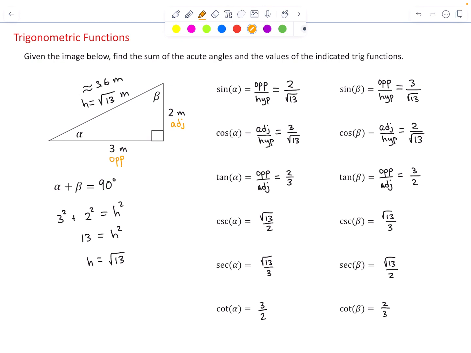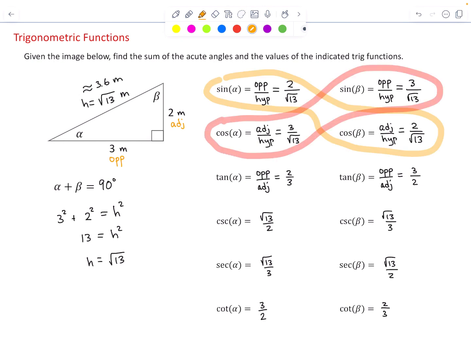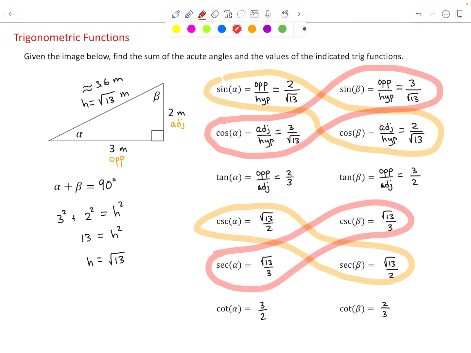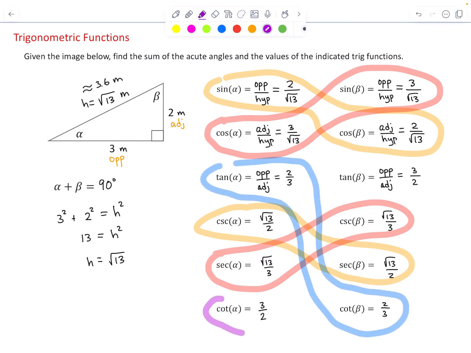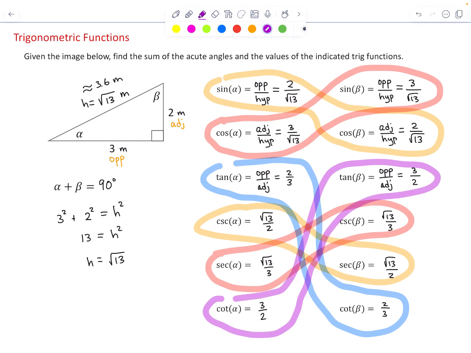be the case that the sine of alpha and the cosine of beta will be the same, and the cosine of alpha and the sine of beta will be the same. This means that the cosecant of alpha and the secant of beta will be the same, and the secant of alpha and the cosecant of beta will be the same. Also, the tangent of alpha and the cotangent of beta will be the same, and the cotangent of alpha and the tangent of beta will be the same. These relationships will always be true if alpha and beta are the two acute angle measurements of a right triangle. In other words, if alpha and beta add to 90 degrees.